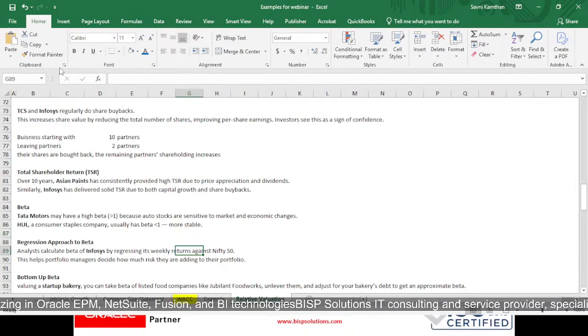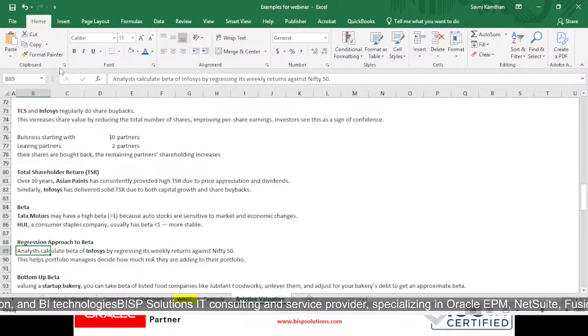For the same, analysts calculate the beta of Infosys by regressing its weekly returns against Nifty 50. This helps portfolio managers decide how much risk they are adding to their portfolio, right? Regression is like comparing your shop's monthly profits with the city's average and seeing how closely they move together, right?